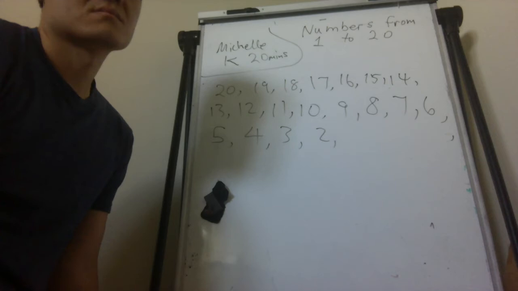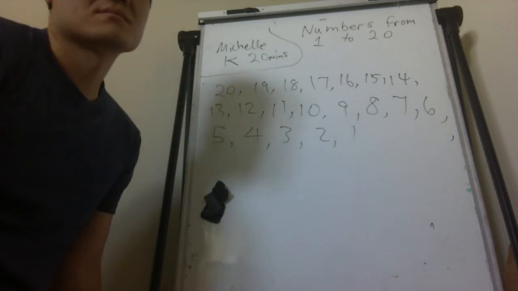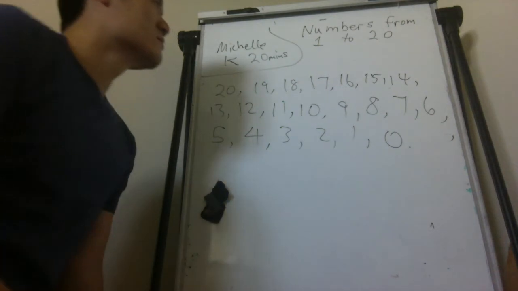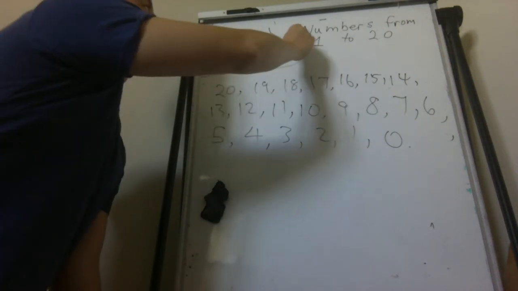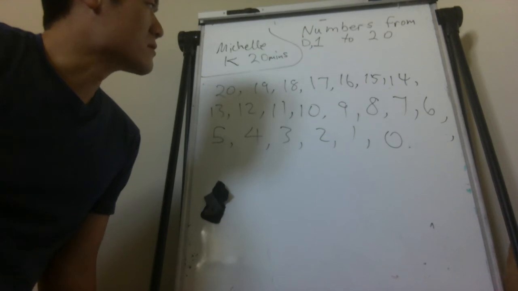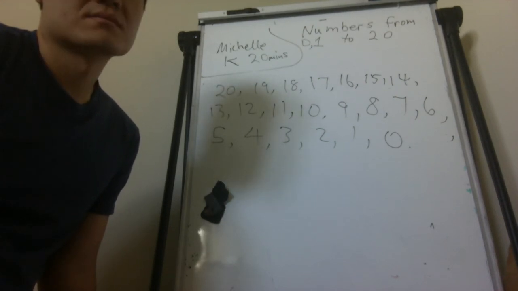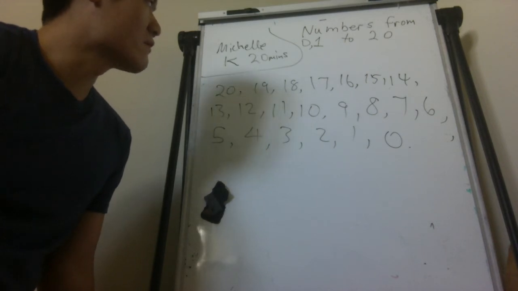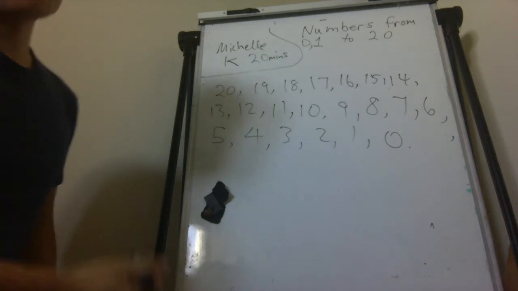2, 1, 0. Hi. Yeah, I guess so. 0. Yeah, well done. It's a little bit harder to count backwards, right? Yes. So we don't want to just remember the numbers in sequence. We want to have an understanding of the numbers as a whole, right?